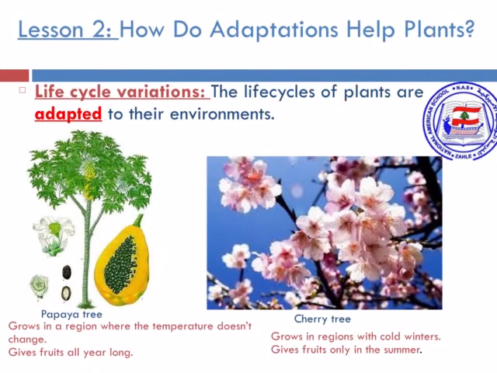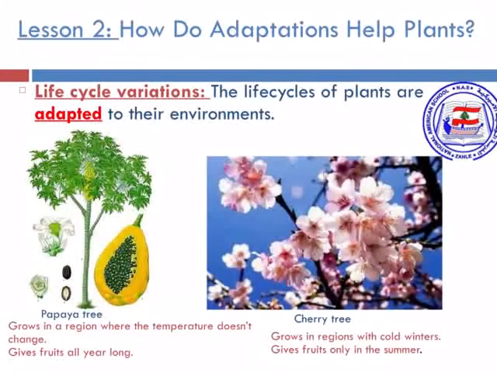Different plants have different life cycles. What do we mean by this? I'm sure you've noticed that in the winter you cannot find all kinds of fruits, and the same goes for the summer. Why does this happen? It happens because plants have adapted themselves to give fruits and seeds at specific times of the year. What do we mean by this?